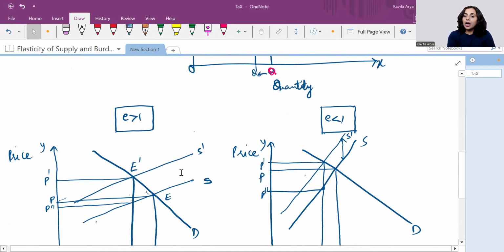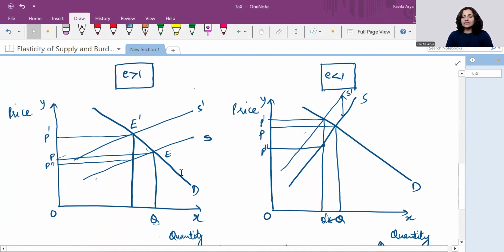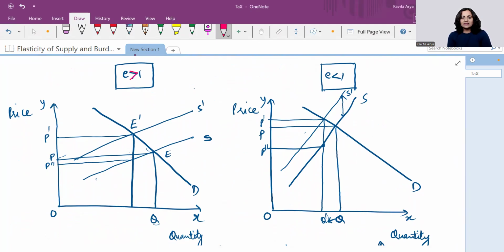So let's understand how it happens in case of elastic and inelastic supply curve. So here in this first case, elasticity is greater than 1. You see a flatter supply curve. This is a flatter supply curve, the original supply curve. And here this is less elastic supply, so it is a steeper and vertically oriented supply curve. So what happens? See, with this unit tax, the supply curve gets shifted to the left or upwards. Here the unit tax is this. So this is the whole tax structure.